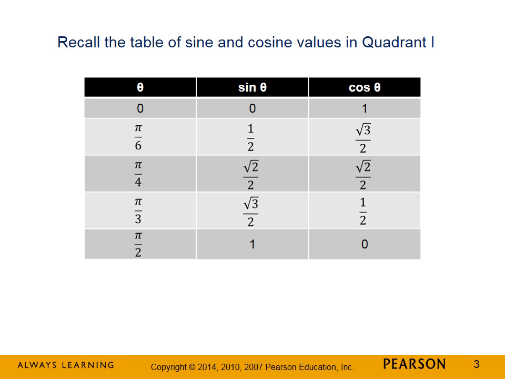Notice the nice pattern in the sine values. They go from 0 to 1 half, square root of 2 over 2, square root of 3 over 2, up to 1. And then the cosine values are the same exact values in the reverse order, which makes it easier to remember.